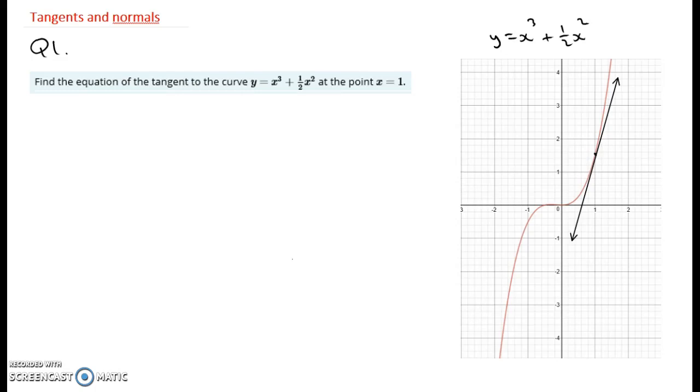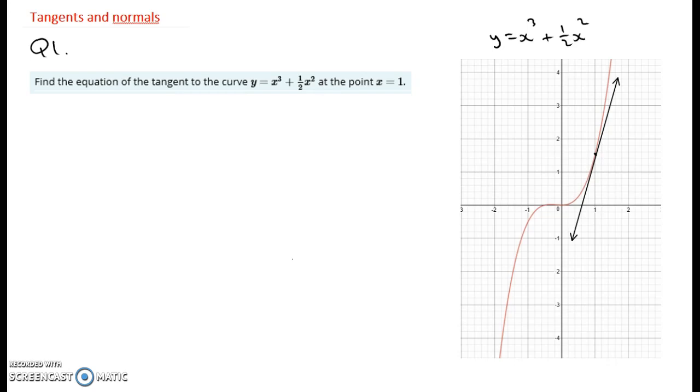This lesson will be on tangents and normals. So far, we've found that when we find the derivative of a function, we get a new function which gives us a measure of the gradient of the tangent at different points on the curve. We're going to take that a step further and, using that gradient, actually find the equation of the tangent line.